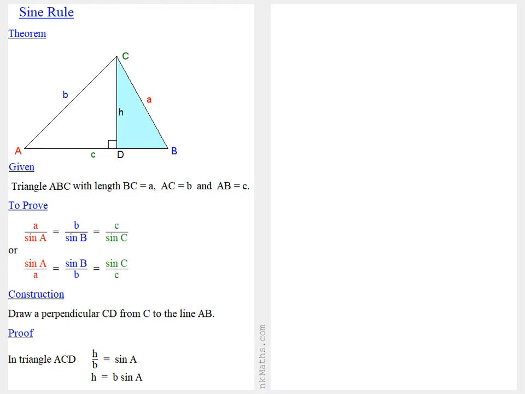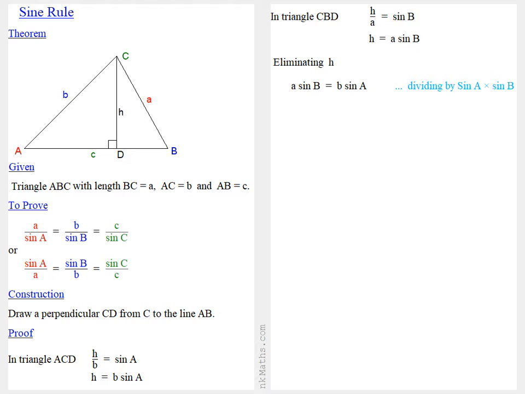If we look at triangle CBD and consider angle B, again we have the sine of the angle is the opposite over the hypotenuse. So h over a is equal to the sine of B. In other words, h is equal to a sine B. Now we've got two equations that are equal to h, so we can combine them to eliminate h. h is equal to b sine A, and h is also equal to a sine B, so a sine B is equal to b sine A.